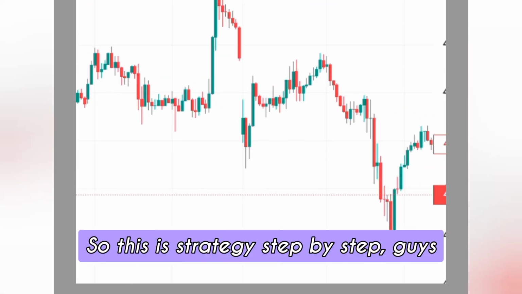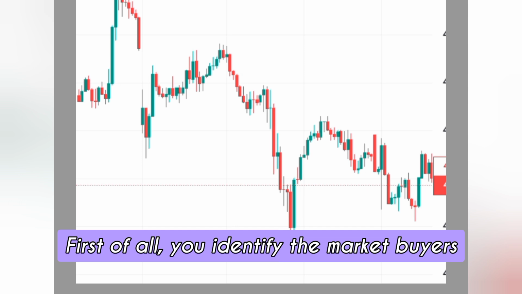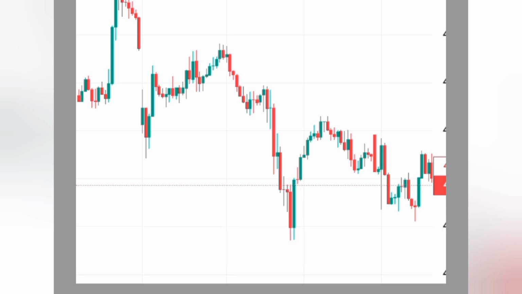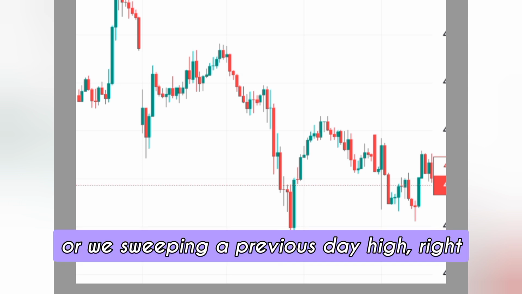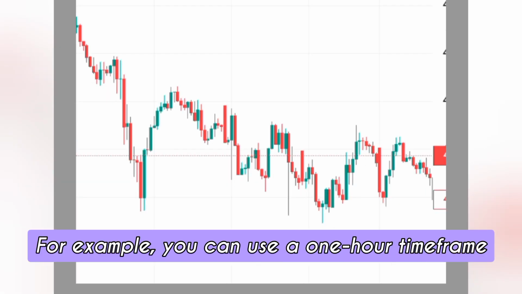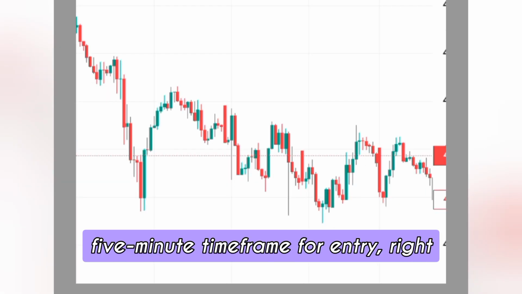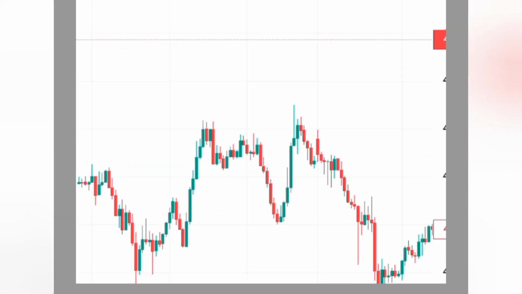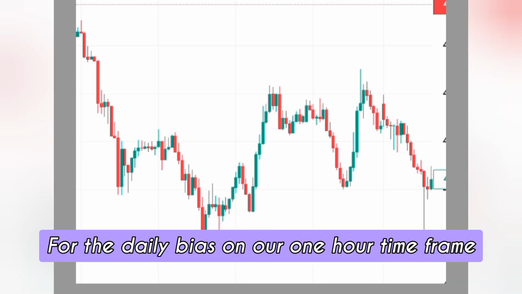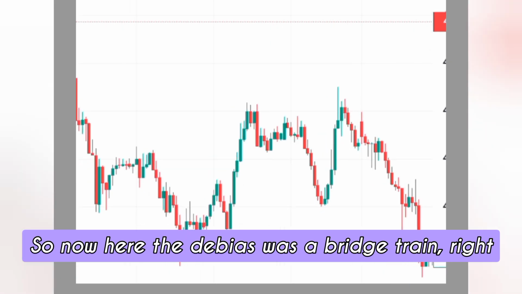So this is the strategy step by step, guys. First of all, you identify the market bias. In gold, ask yourself, is gold trending or are we sweeping a previous day high? You can use two time frames. For example, you can use a 1 hour time frame, and a 5-minute time frame for entry. Now, for example, here we are going to first look for the daily bias on our 1 hour time frame. So now here the day bias was a bullish trend, right?